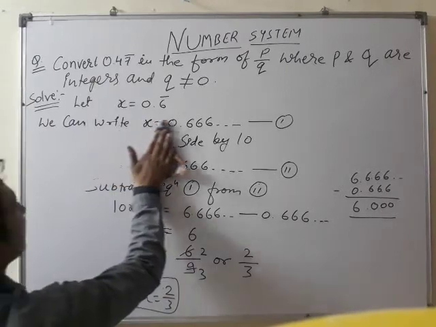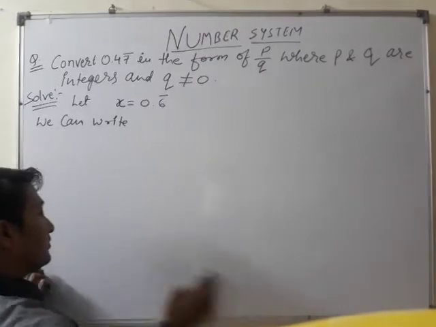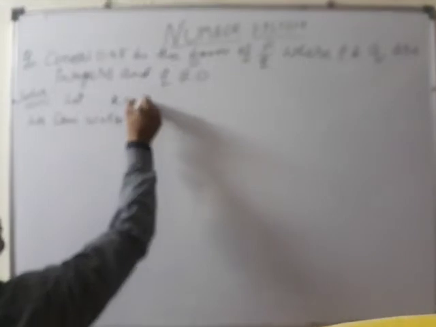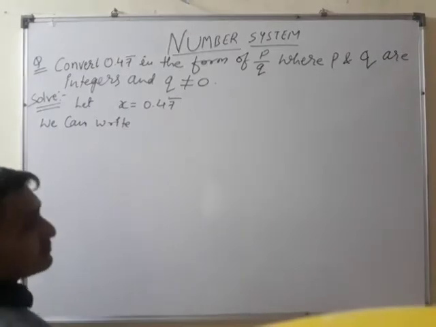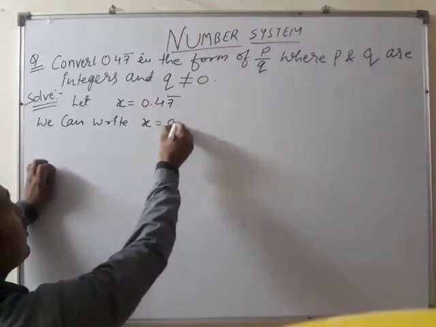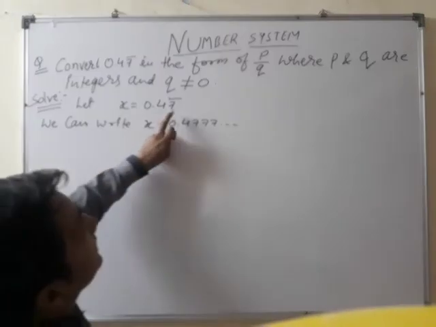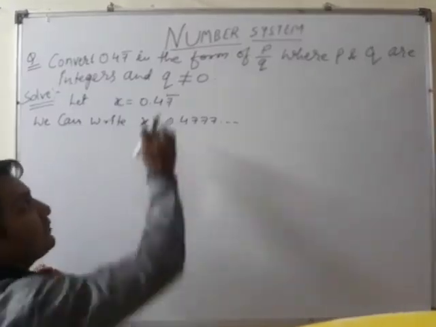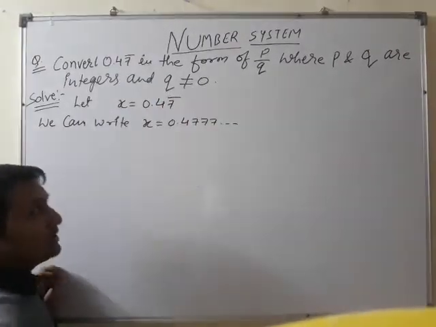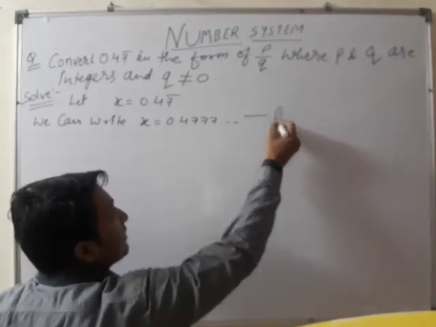Now we'll assume that x is equal to 0.47 bar. Is it clear? We can write x is equal to 0.4777..., because the bar is only on 7, so only 7 will repeat. We have to check whether the bar is on 1 digit or 2 digits. The bar is only on 7, so only 7 will repeat. This will be our equation number 1.